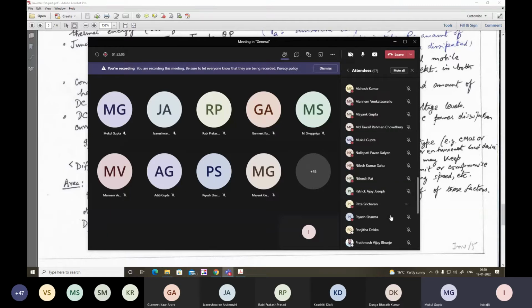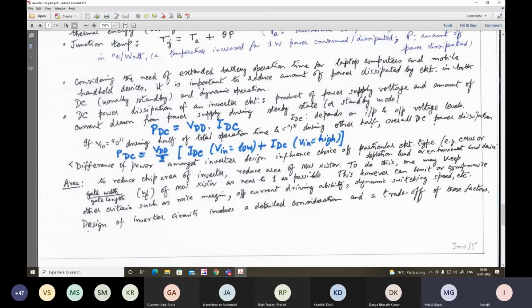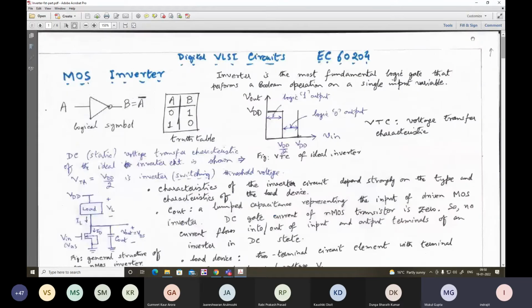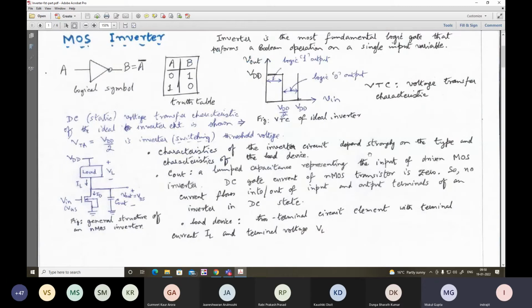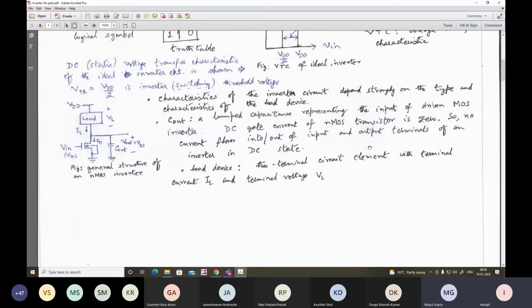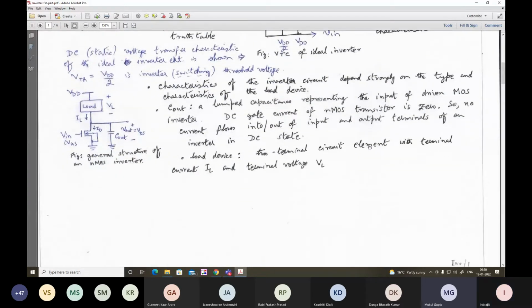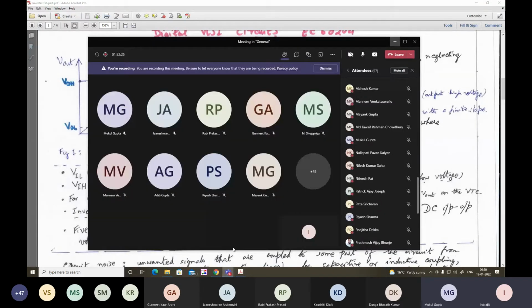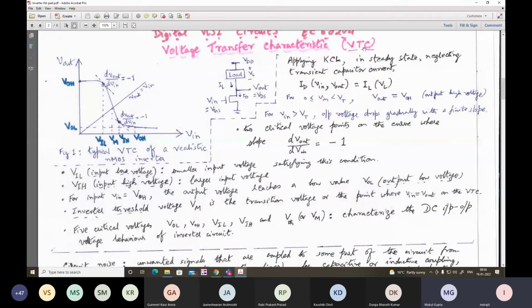Whatever we saw in today's discussion was just an introduction to the MOS inverter and the salient voltages. When we discuss the MOSFET inverter in depth, we have to keep these 5 salient voltages in mind. Any question? No, sir. Okay, so we'll have occasion to estimate these 5 different voltages. VOH and VOL are the salient output voltages, and VIL and VIH are the salient input voltages.